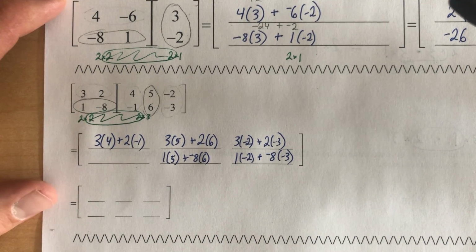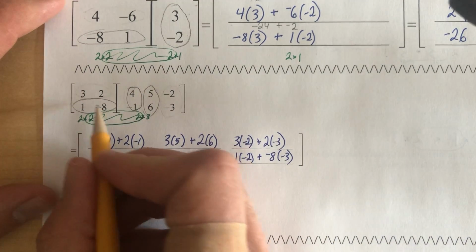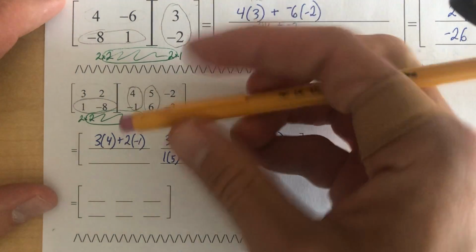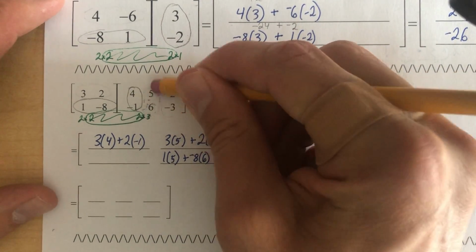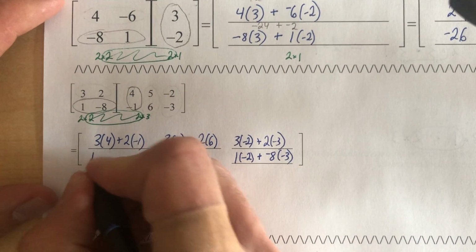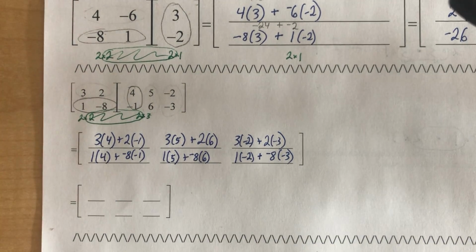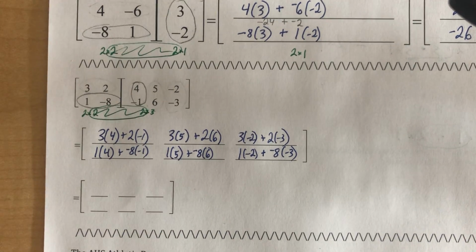Okay. Last one is bottom row, left column. Bottom row, left column. So we're not in the middle column anymore. 1 times 4 plus negative 8 times negative 1. Okay, and now we just have a whole lot of math to do. And I'm going to do a lot of stuff in my head, but we can do this.